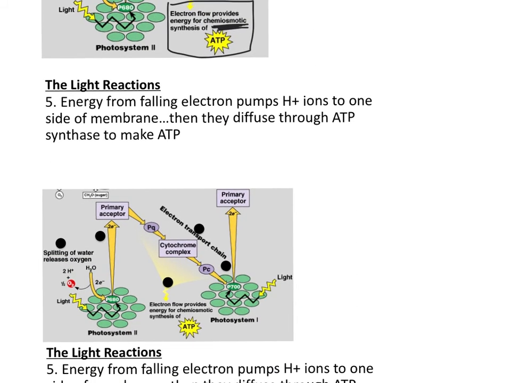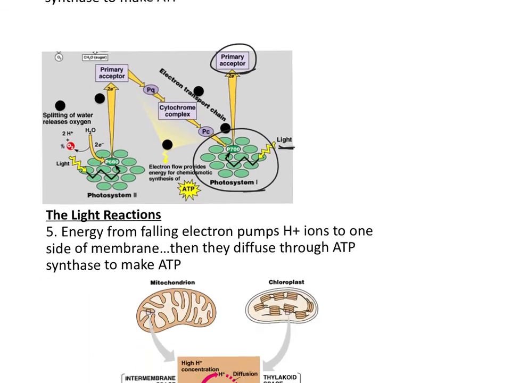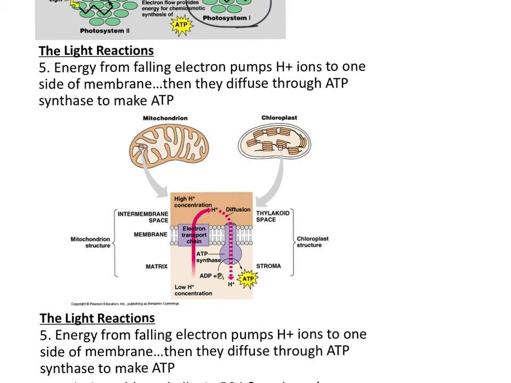At the end of the electron transport chain, there is another cluster of pigments called photosystem 1. Those pigments absorb energy from light, causing electrons again to get excited. Those excited electrons are grabbed by a protein called the primary acceptor. This slide is showing what's happening again in respiration. It's essentially showing you a recap of what ATP synthase is. So we've got those hydrogen ions pumped to one side of the membrane.